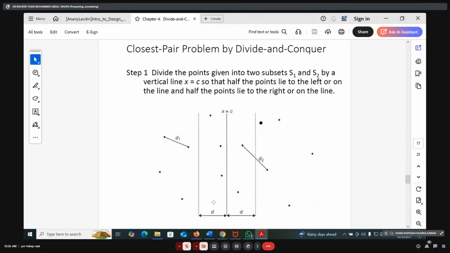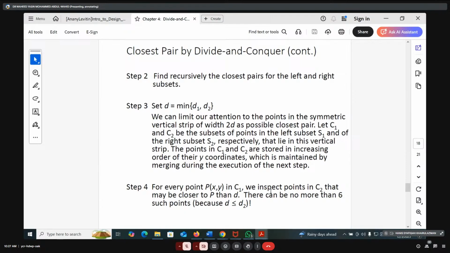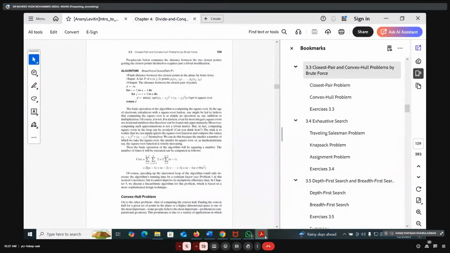In this box, we divide the box of size d into four parts, and so we get the 6 points. Any other points cannot be more if we compare with this one. So there cannot be more than 6 such points, because I check with these points whether there are points in this box and in this box.